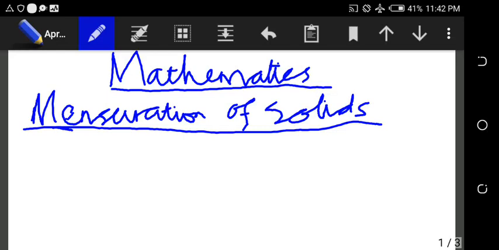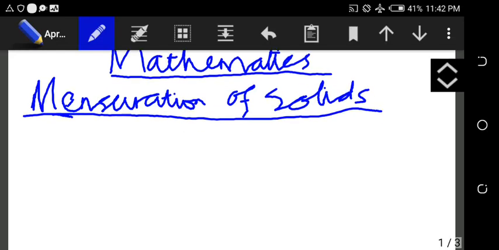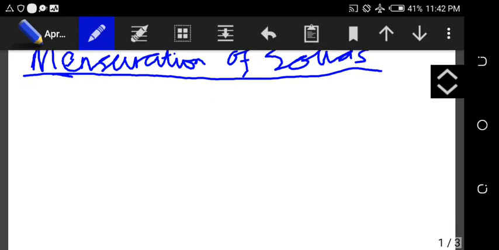In the last video we looked at the mensuration of some solid shapes, namely the cube and the cuboid, and in this video we want to continue our study on mensuration of solid shapes by looking at some other solids. So the first one we'll look at is the cylinder, and I'll start by making a drawing of the cylinder. So your cylinder looks like this.